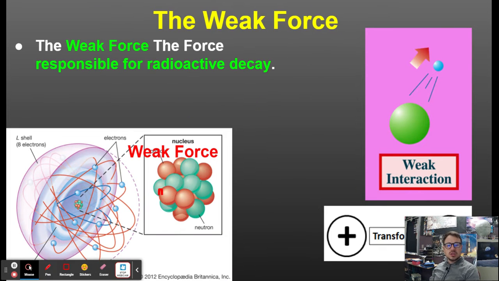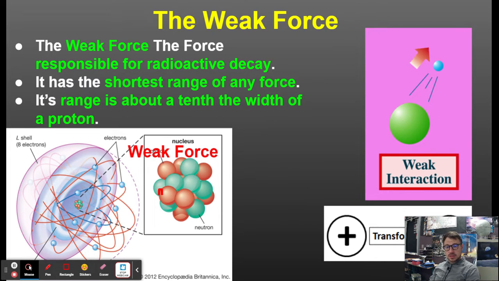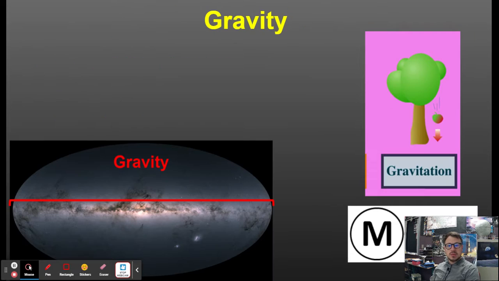Now, the weak force is the third strongest force. The weak force is responsible for radioactive decay. It has the shortest range of any force. Its range is about a tenth the width of a proton. So if you zoom in on that atom, you can see here just a tenth the width of an atom, right? So it's not that much, and it is responsible for radioactive decay.